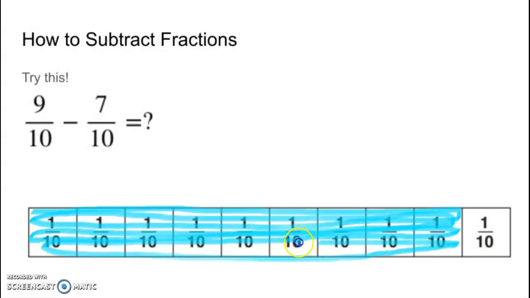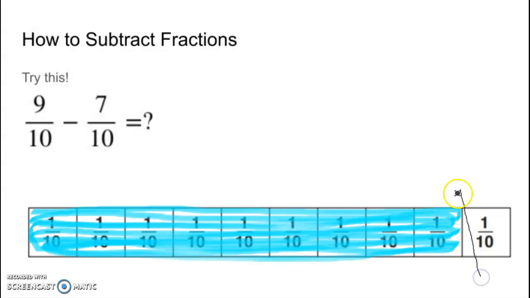All right, so we're just going to highlight this all in. This is what we are taking away from. This last 1/10 over here, we don't need to worry about because that is not what we are subtracting from. We are subtracting from this 9/10 right here. So we're starting with this 9/10 and then we need to take 7/10 away. So you can just kind of forget about this part over here.